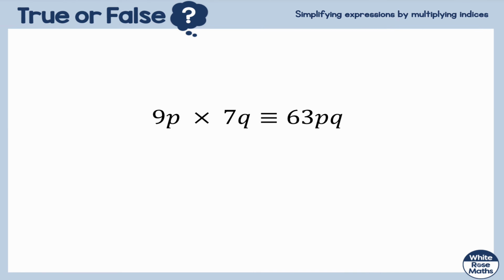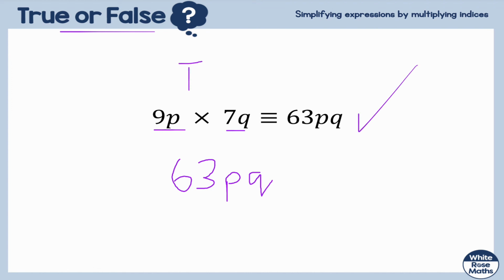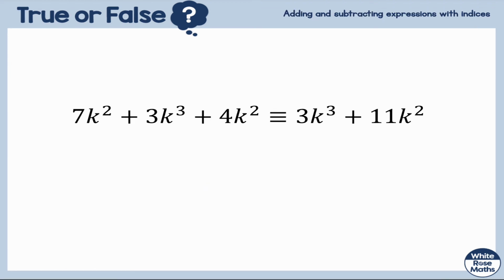So this next one, true or false, I'm multiplying terms together. So 9 times 7 is 63, and p times q is written as PQ in algebra, so PQ. So this indeed is true. Okay, and it's simplifying algebraic expressions by multiplying indices together. Again, it's from the White Rose Maths website.